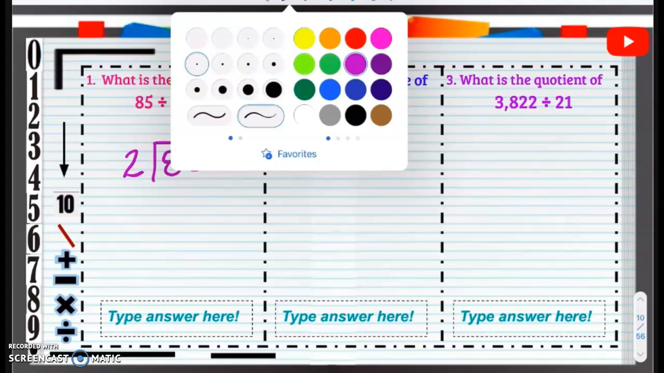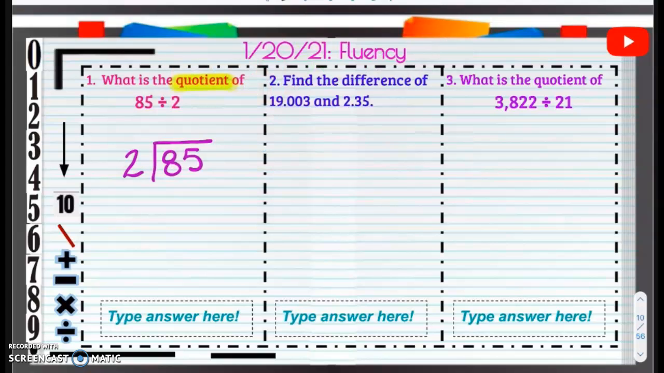All right, so 2 can go into 8, and it can go in 4 times. 2 times 4 is 8, so we're going to subtract, we get 0. Remember, we need to bring down that 5. How many times can 2 go into 5? It can go in 2 times. 2 times 2 is 4. We're going to subtract, we get 1.